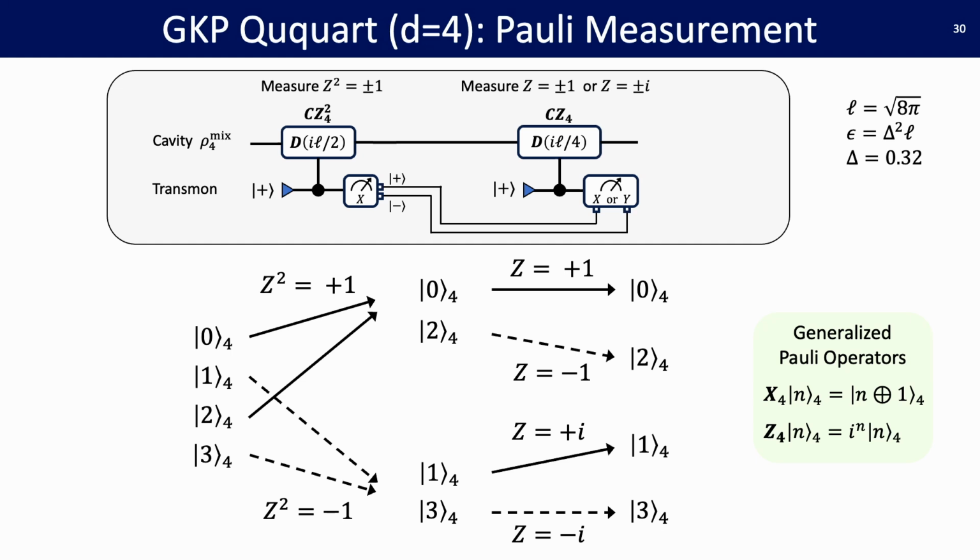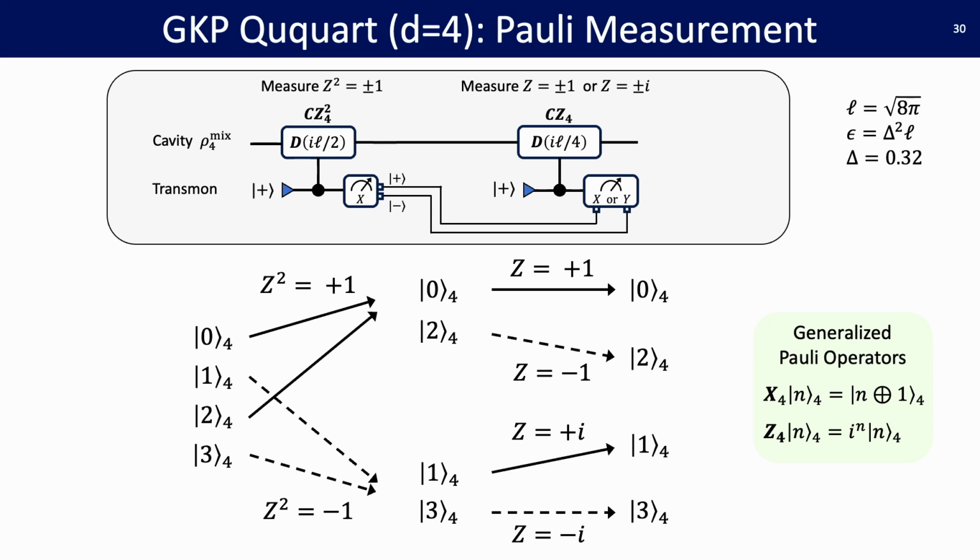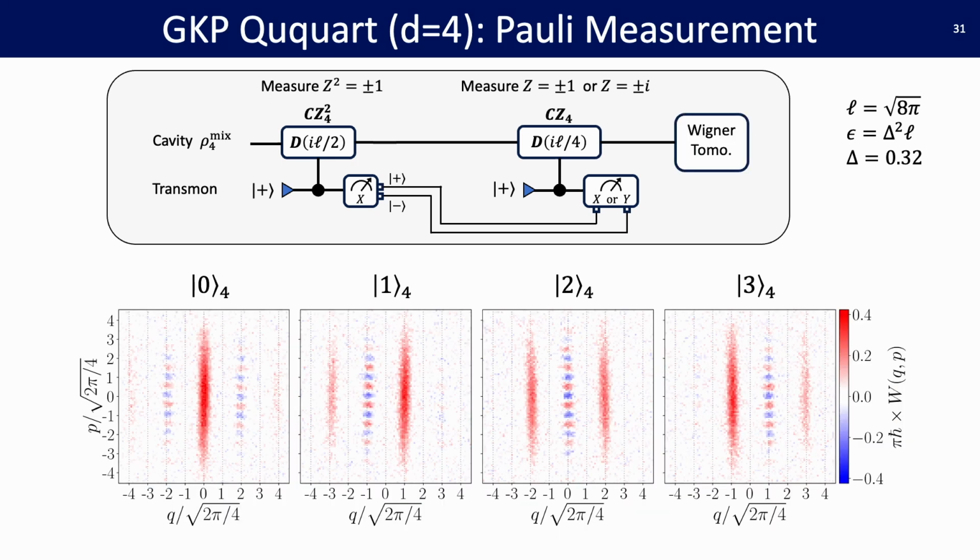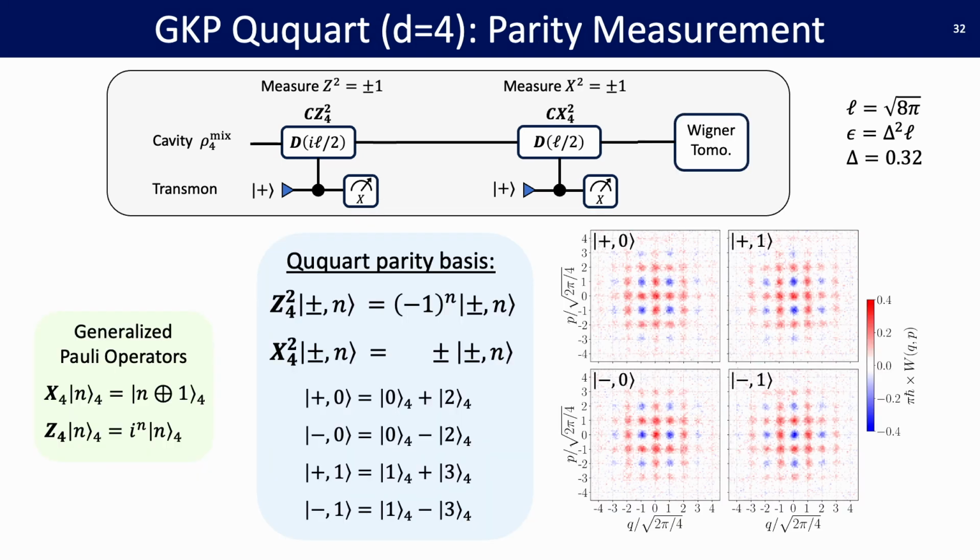So here, to measure in the z basis, we perform the CZ squared operation that distinguishes between the even and odd subspaces of the ququart, and then a subsequent measurement that distinguishes between the last 2 possible states. And we again see that we're able to verify that we are performing this projective measurement in the Pauli basis, and this extends to arbitrary Pauli bases of the ququart. And similarly, we can measure in this ququart parity basis that I mentioned.